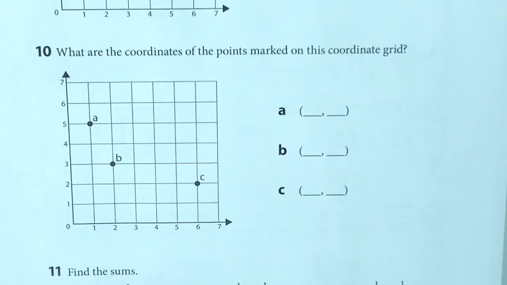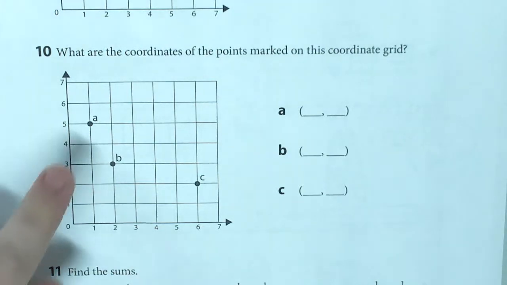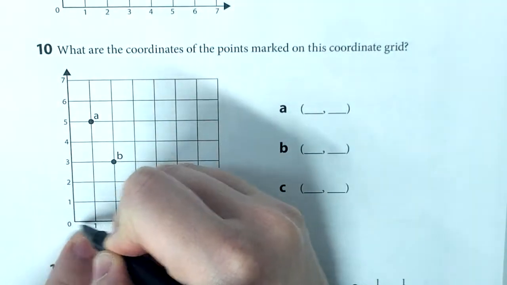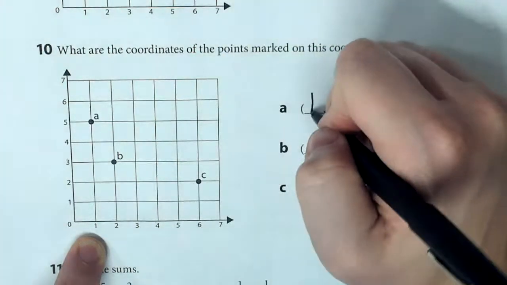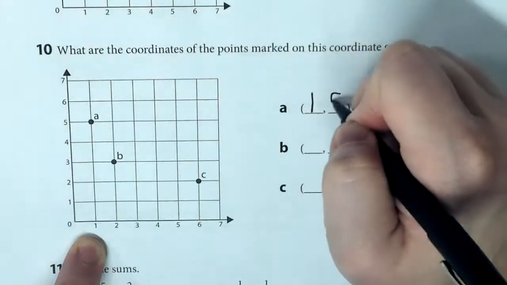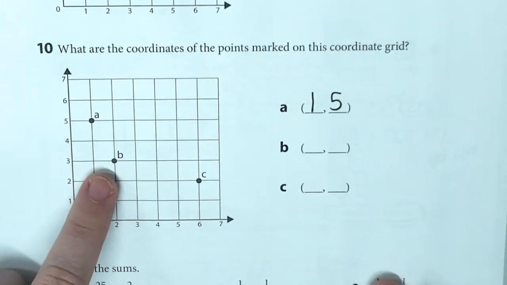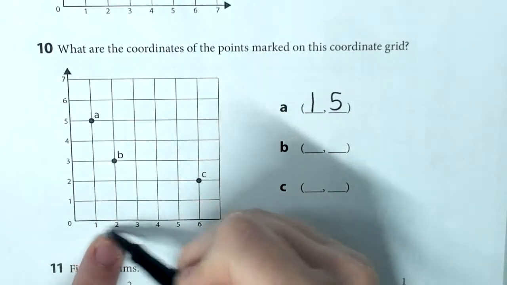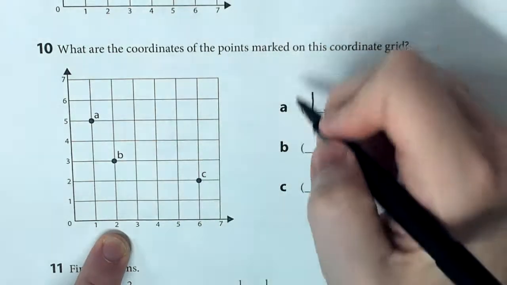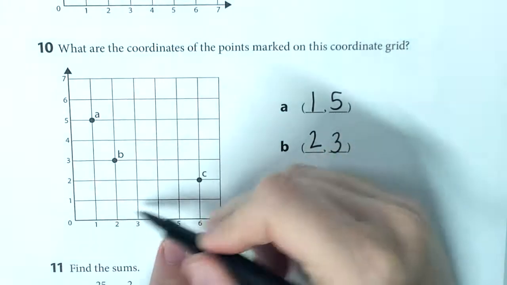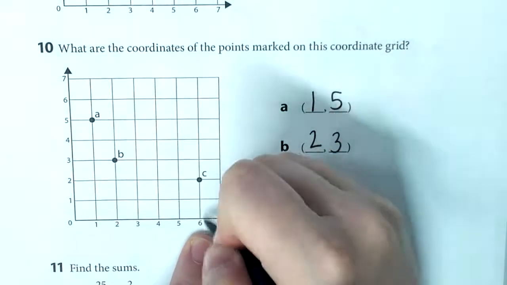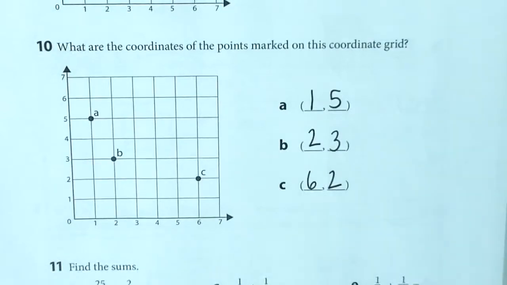Let's go to number 10. What are the coordinate planes marked on this coordinate grid? So we have to tell what is point A. Remember, we have to go over first and then up. Over 1, up 5. Let's look at point B. Over was 2, up is 3. Point C, over was 6, up is 2. Pretty simple. I love these. They're easy.